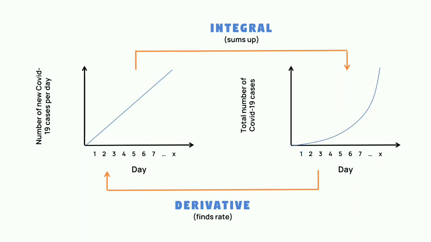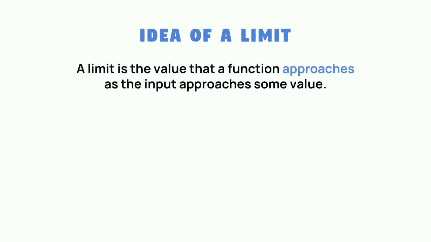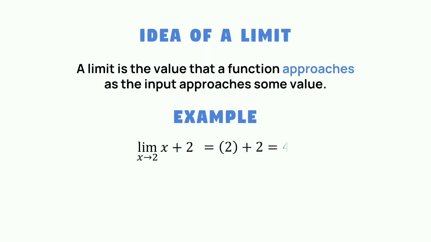Now, let's see how differentiation works. But first, let's fully understand the idea of limits. A limit is the value that a function approaches as the input approaches some value. Here's an example. We want to find the limit of x plus 2 as x approaches 2. How can we find this? Well, it's rather simple. All we need to do is substitute x equals 2, and we will obtain 4 as our answer. But how does this work?